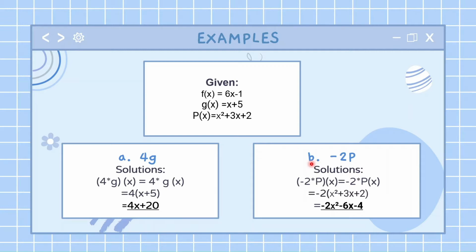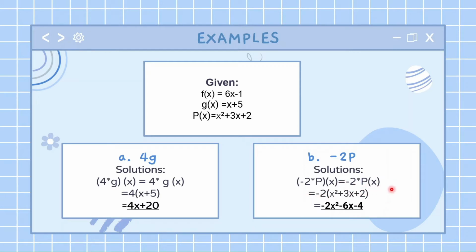Now, let's head on to example B. Negative 2p. We have here the solution. (Negative 2p)(x) is equal to negative 2 times p of x. Don't be confused by how I said it; pay attention to the one written here. You need to rearrange it in order to get the proper form, in order to solve it properly. After we get this, substitute. Negative 2 times p of x, where p of x is equal to x squared plus 3x plus 2. So put that right there beside negative 2.